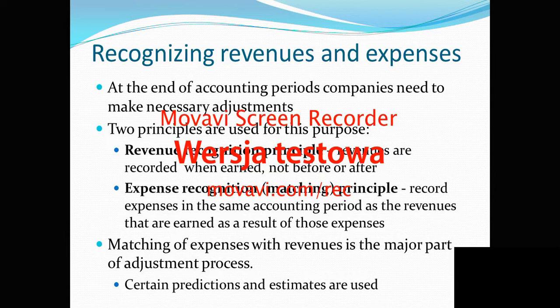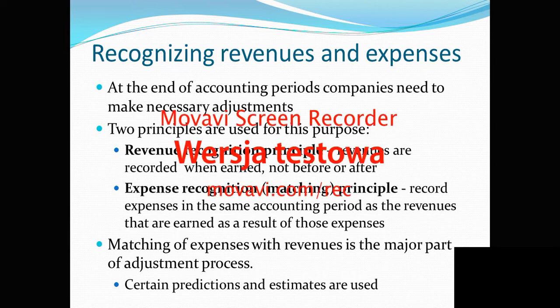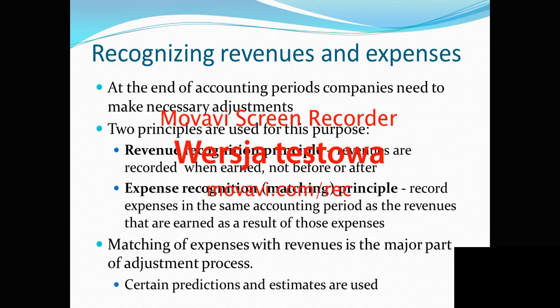The revenue recognition principle states that revenues are recorded when earned, not before or after. So earned means that, for example, if you are selling a physical product, you need to make sure that the product has been shipped, sent to the purchaser, or if it's a service, you have provided the service to the user. The expense recognition or expense matching principle means that expenses in the same accounting period are matched with the corresponding revenues in the same period.